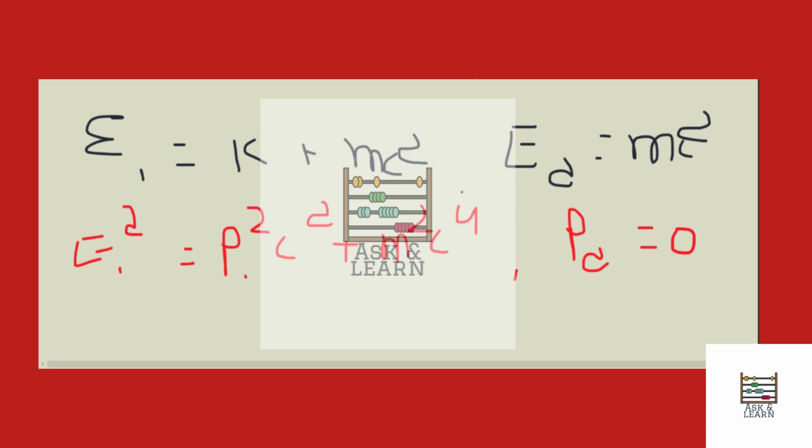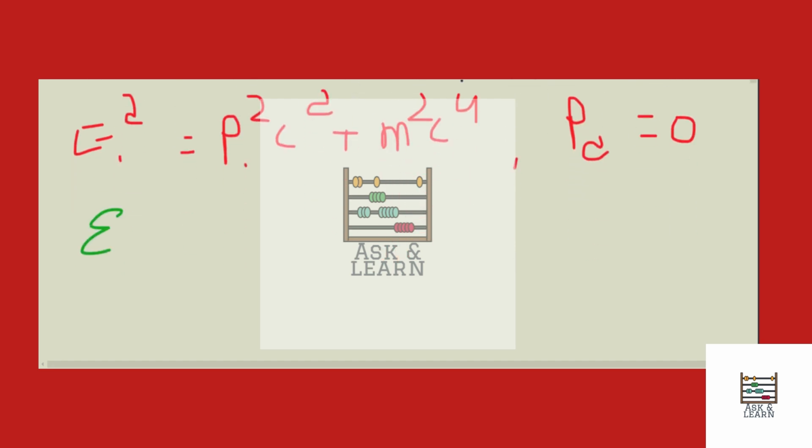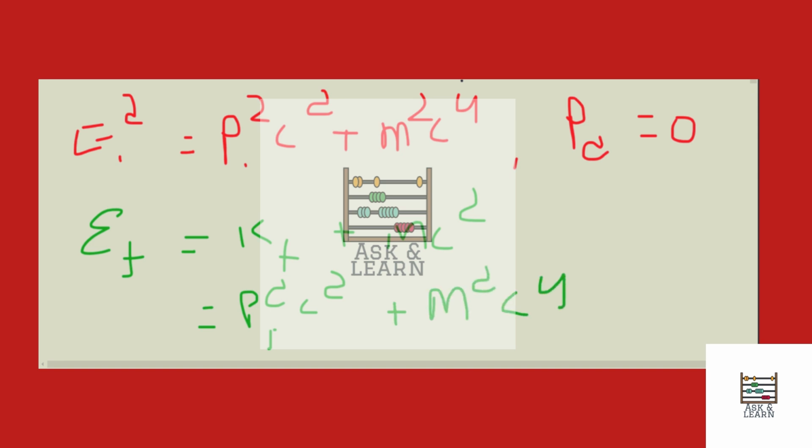In the final state, we can write EF, F represents final, is equal to KF plus mc square, is equal to PF square c square plus m square c to power 4.